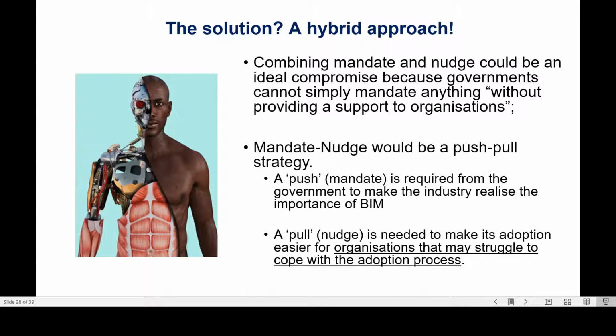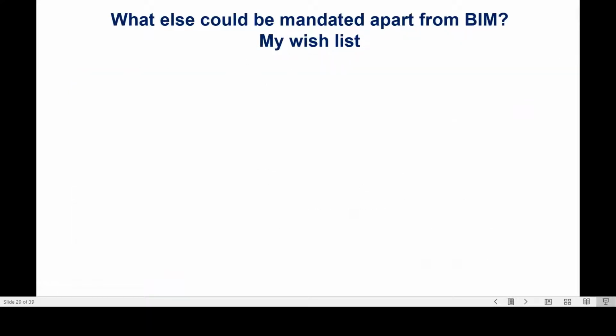Okay, so I think this will be a good way for a country wanting to implement BIM, to adopt BIM in its construction industry, to adopt a kind of hybrid solution. Don't think you can just mandate and force people to do things, because they might be doing it but for the wrong reasons, and it should not be that way at the end of the day.